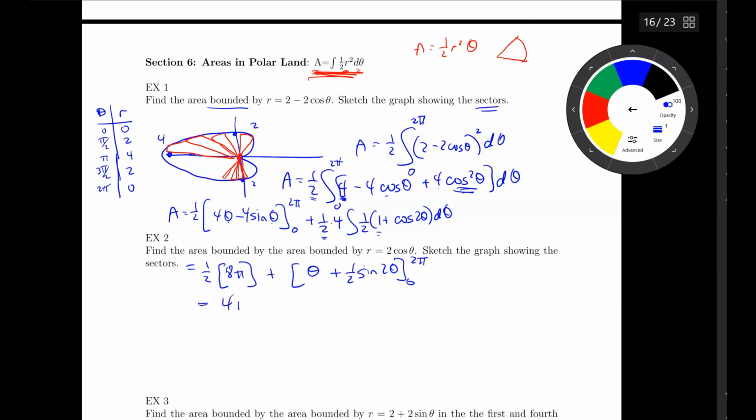So carrying this along, I get 4 pi. Plug this in, I get 2 pi. Sine of 4 pi is 0. So all told, I get 6 pi. So that's the area that's contained by this graph. Let me erase this so I have room to do the next one.